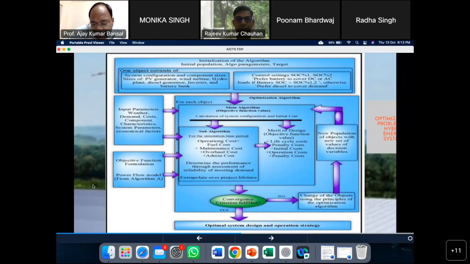And when we have given these, we have two stages of optimization algorithm. First stage will be the main algorithm, which will be calculating the objective function value, that is the system configuration and initial cost. And then we have to design what is the total cost of energy of that system. And then we have a sub algorithm which will be analyzing the designed main algorithm objective function, that its performance is reliable or not. And then we have to design that algorithm for the complete lifetime of the project, and this algorithm will be continued till we get the optimal result. And if the optimal result is reached, we will be getting the system.